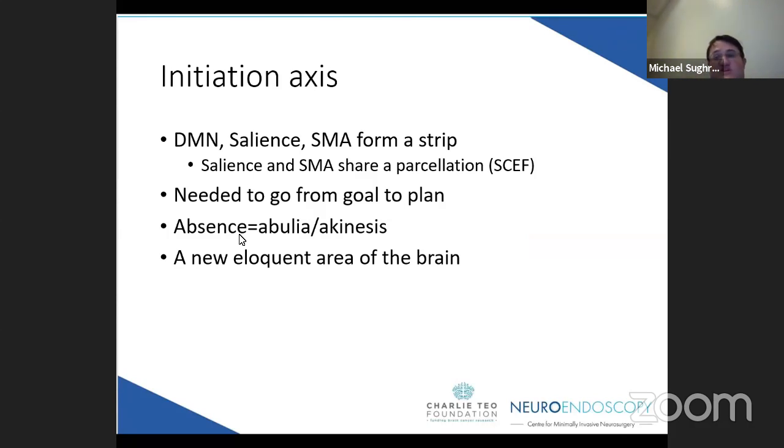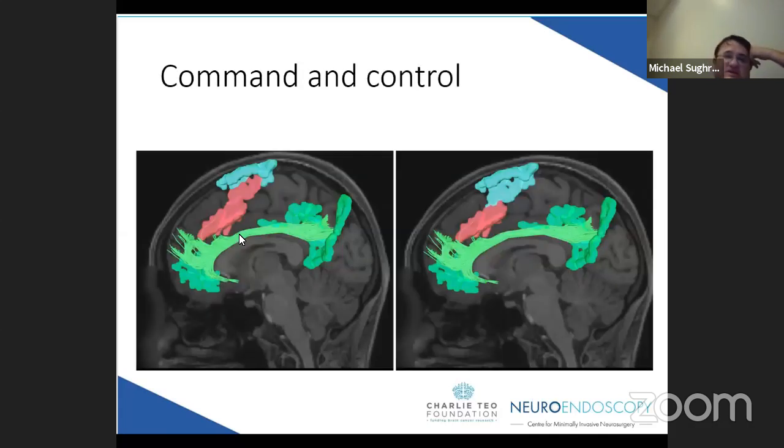And this is a concept that I've come up with called the initiation axis, and I'll show you what I mean by this. We think that it's necessary to get out of the neutral gear of mind wandering and to take action. And if you don't have the system, you're akinetic or abulic or some variation on this. So it works something like this.